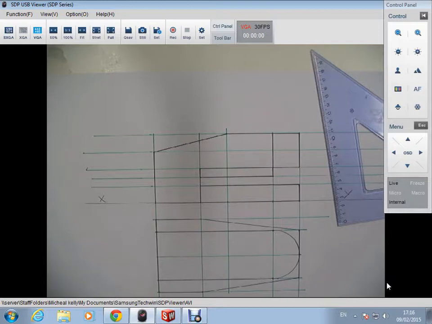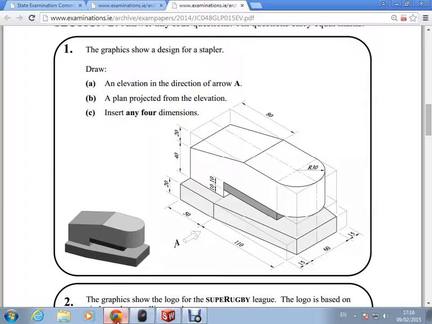So the third and final part of my question asks me to insert any 4 dimensions on the drawing. So I can pick any one of these dimensions here shown like I'm given. So I'm going to show these three dimensions here, 20, 40, 20, on my elevation.